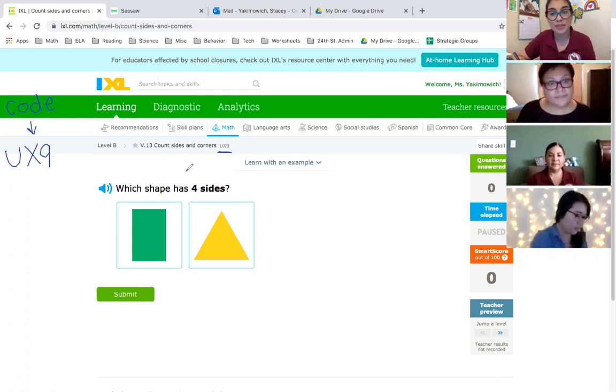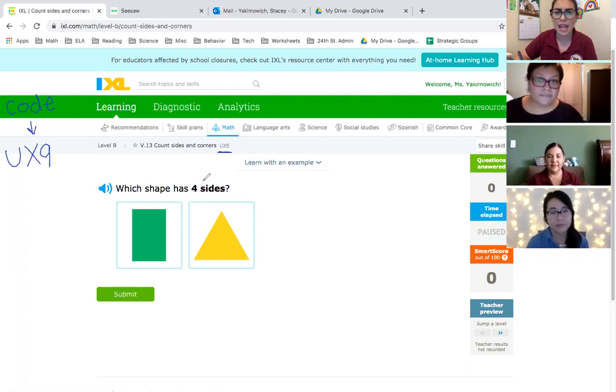because we talked about this yesterday, how sides and corners really tell us what shape we are looking at, right? Those are the attributes that make up a shape, how many sides and how many corners each shape has. So right now we're thinking of the question, and it says, which shape has 4 sides?